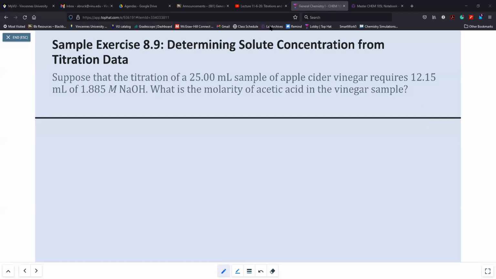Our last example problem in this video is another titration reaction. Here we are looking at the titration of apple cider vinegar, which contains acetic acid as its active ingredient, and sodium hydroxide. So the reaction that we need to set up is the reaction between sodium hydroxide and acetic acid.